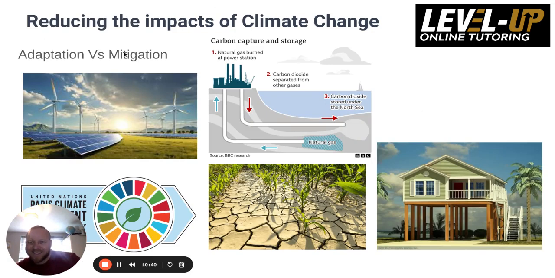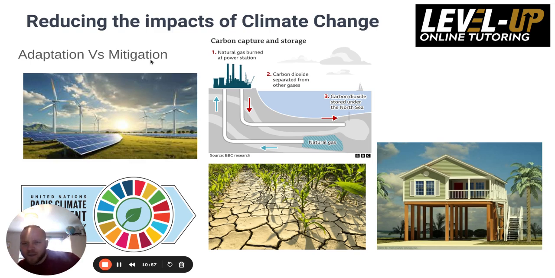This can be split into mitigation, which means management. So think mitigation management. How can we stop the problem? How can we reduce it? And adaptation is, okay, I accept that climate change is happening. What can we do about it in terms of adapting so that we can still survive and get along?